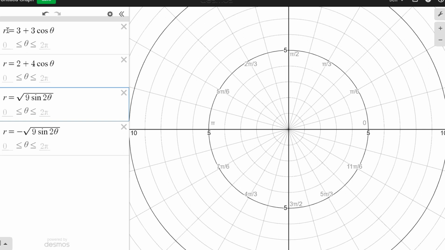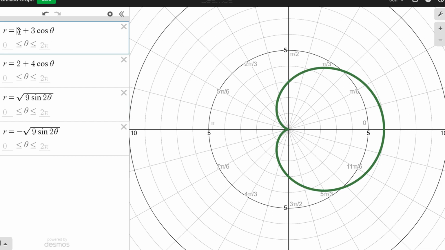It's r equals 3 plus 3 cosine theta. I'm going to turn that one on, and we get this graph. It looks kind of like a heart. My children say it looks like something else, but I'll let you think about what they were saying. Anyway, this one is called a cardioid, and we'll write that down in just a minute. But this behaves like this.